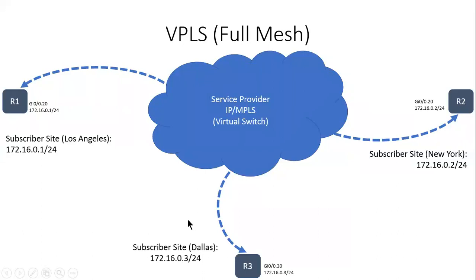So from the subscriber perspective, or from the perspective of these devices, logically, they're under the impression that they're all sitting in the same rack, connected to one switch. So all these sites are within a single broadcast domain, and that broadcast domain being the /24 network.